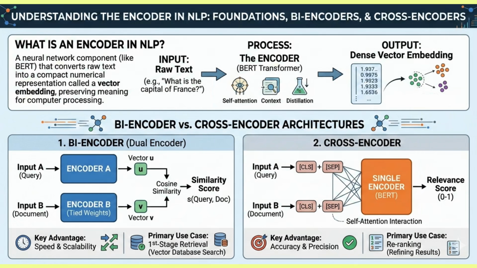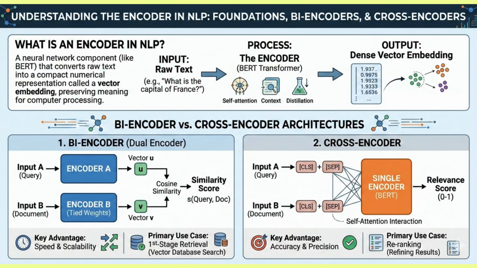So what is an encoder in NLP? In the context of deep learning and natural language processing, an encoder is a neural network component that converts raw input data like text into a compact fixed-size numerical representation called a vector embedding. Think of it as a translator that converts human-readable words into a language that a computer can understand and process mathematically, while preserving the original meaning.